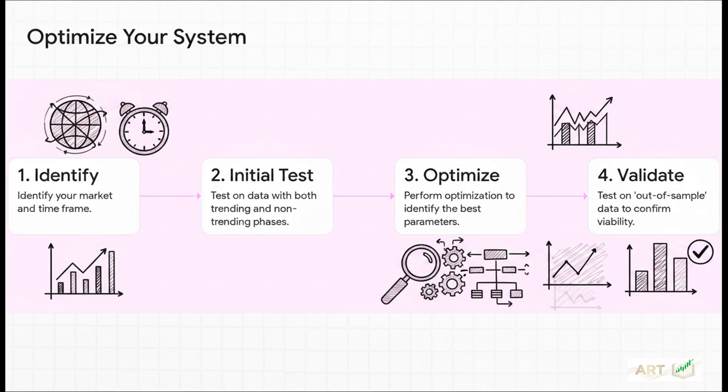Well, to build your own robust system, the source material lays out a simple 4-step plan. Step 1, identify your market and time frame. Step 2, test your strategy over a long period that has both strong trends and those messy sideways phases. Step 3, tweak and optimize your settings to find what works best. And finally, and this part is absolutely critical, you have to test it again on a completely different set of data to make sure your results weren't just a lucky fluke.